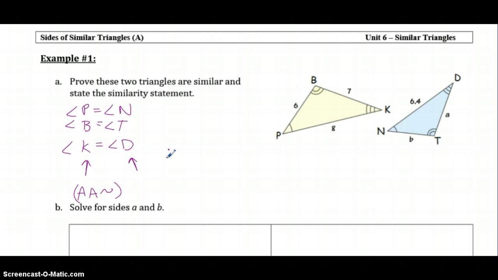So the similarity statement, therefore, triangle PBK is similar to triangle NTD.